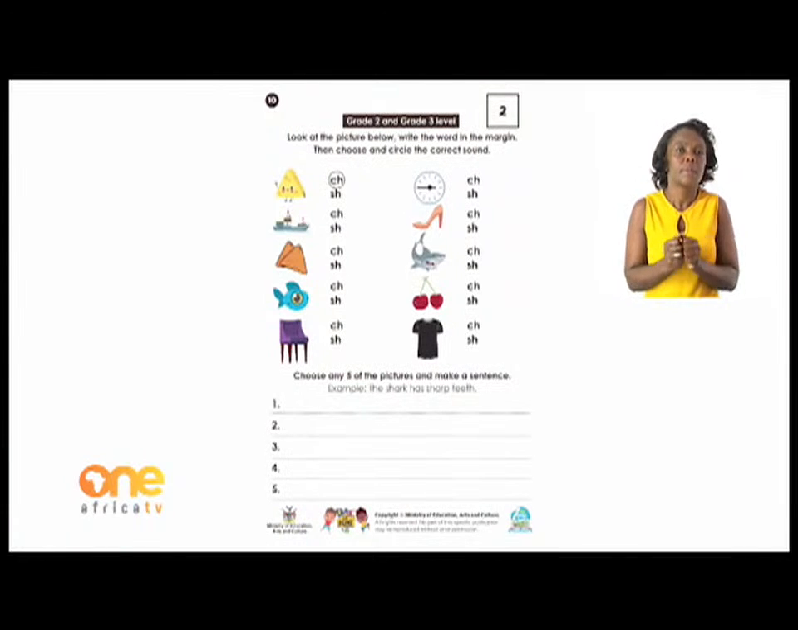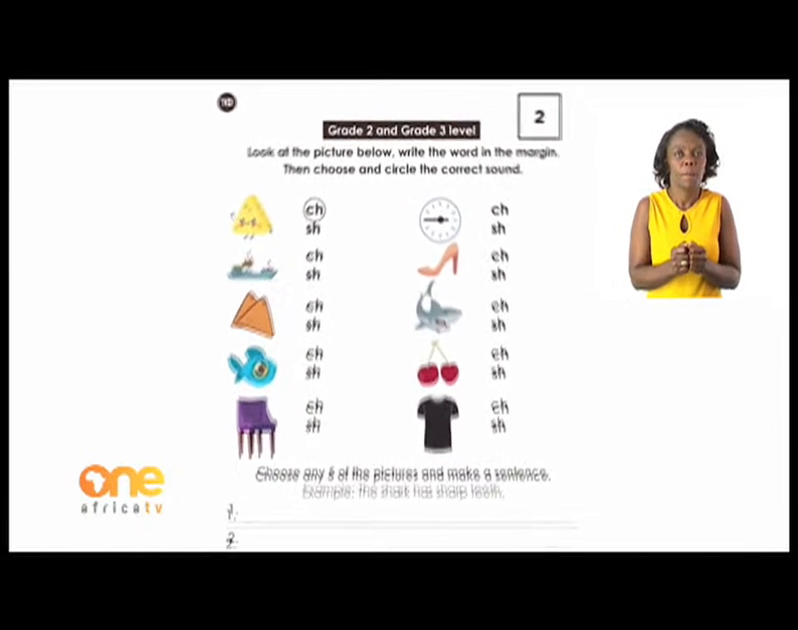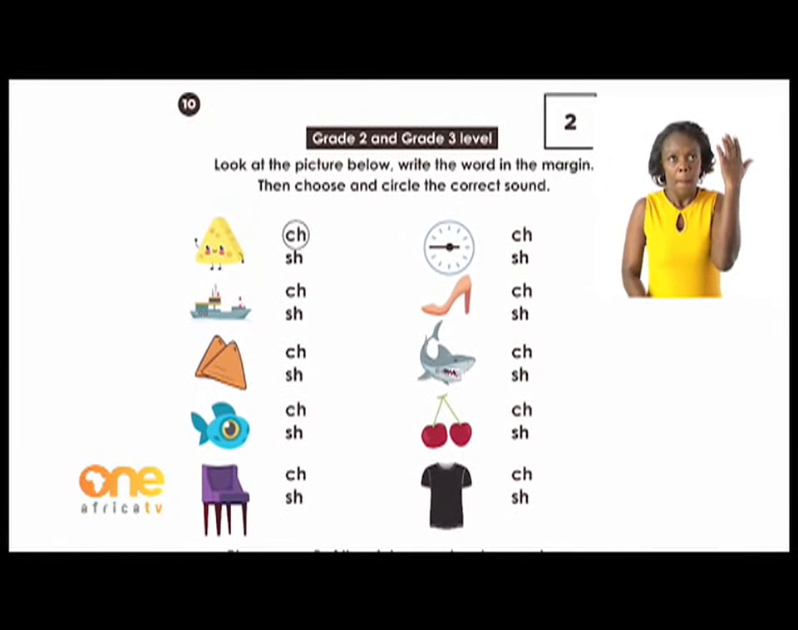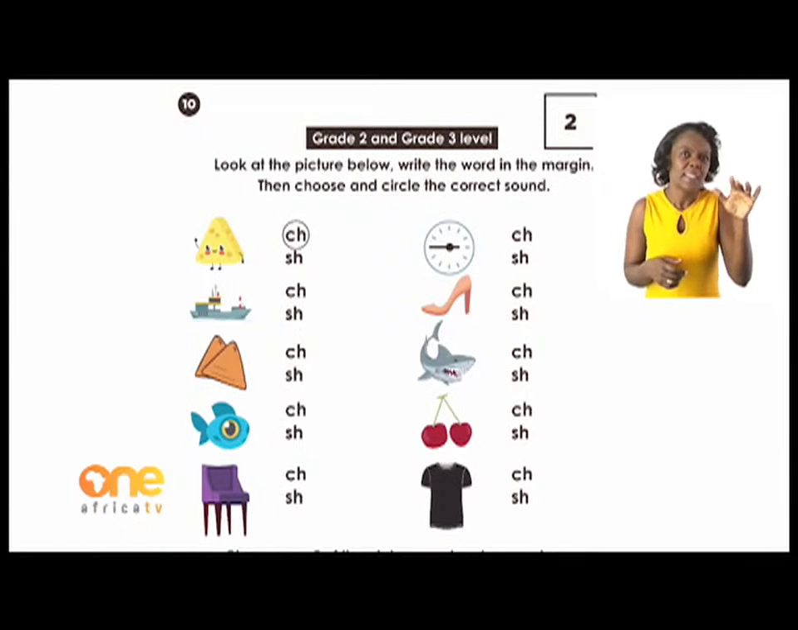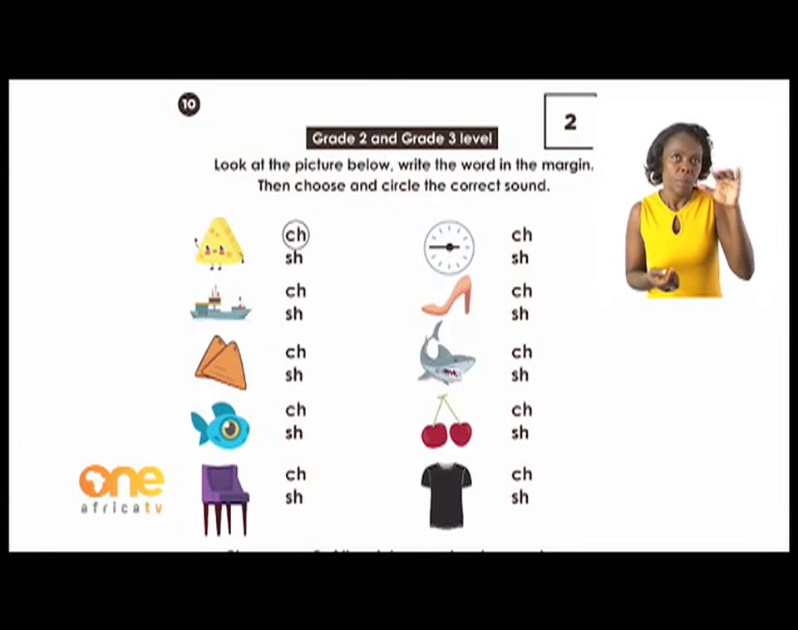All right, so let's go to page 10 together and see the examples that we are given there. Let's do that exercise together. We can see the pictures there. Those pictures have two different sounds. Some of them have the ch, some have the sh. All right, so what I would like you to do is to check the picture. It will give you a clue. What is the name of that picture?